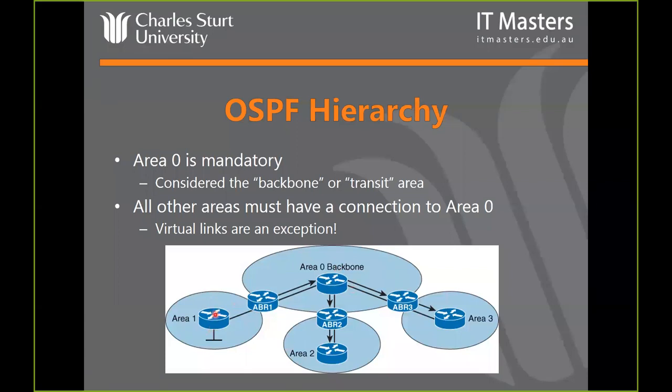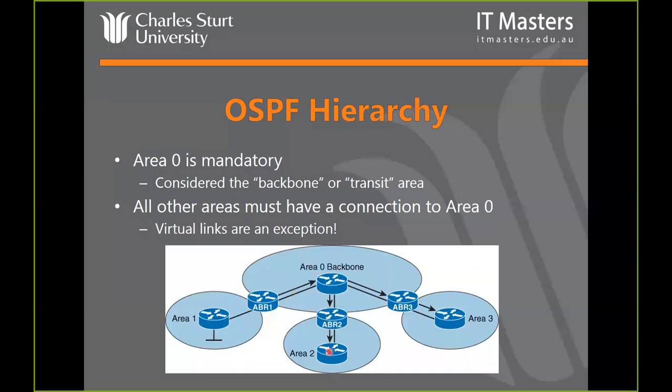So you can see here that area one touches area zero by going through router one. Area 2 touches area 0 by going through router 2, same as area 3 touches area 0 going through router 3. You'll notice that these routers have got ABR written on them. That stands for Area Border Router, and we'll have a look at what that means in a minute. Basically, any router that is touching two areas will be an area border router because it's the border of multiple areas.